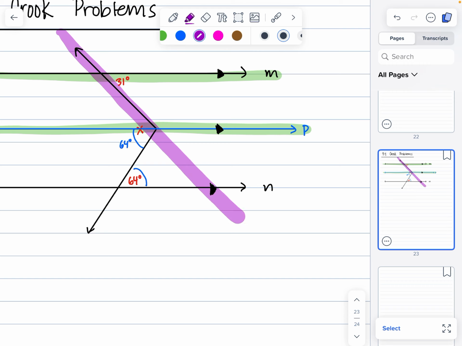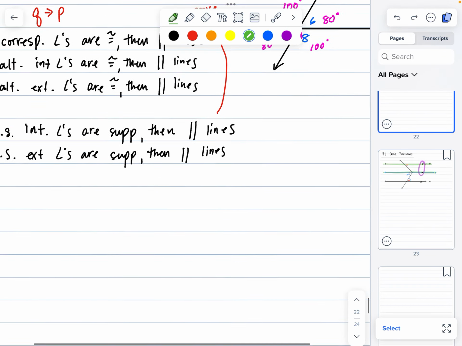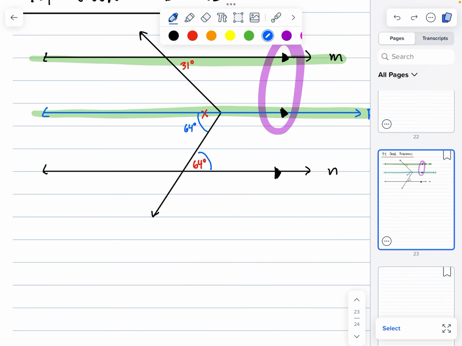Well, if you look closely, 31 and this part of X are also same side interior angles. I'm sorry, alternate interior angles. And we know if we have parallel lines, alternate interior angles are congruent. So we could say that this angle here is going to be equal to 31 degrees. This angle here is going to be 31 degrees. Okay?